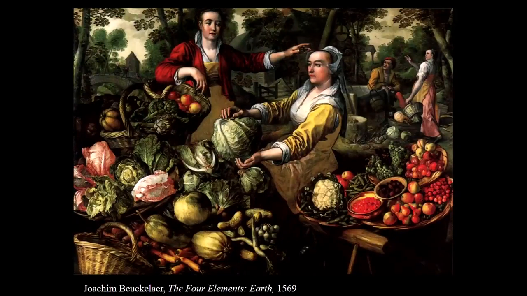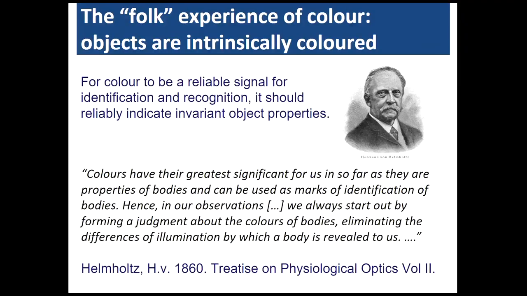Yet we daily experience color as an inherent property of objects. We see the apples as red here, the cabbages as green. We think, we believe, we feel that the objects possess those colors. Thus, there is a dichotomy in our experience of color. Its inherent subjectivity in our experience of it, and the objectivity of color as it appears to be a property of objects in the natural world. The folk experience of color is that objects are intrinsically colored. And as Helmholtz noted, this is a necessary phenomenon for color to be a reliable indicator of material property.